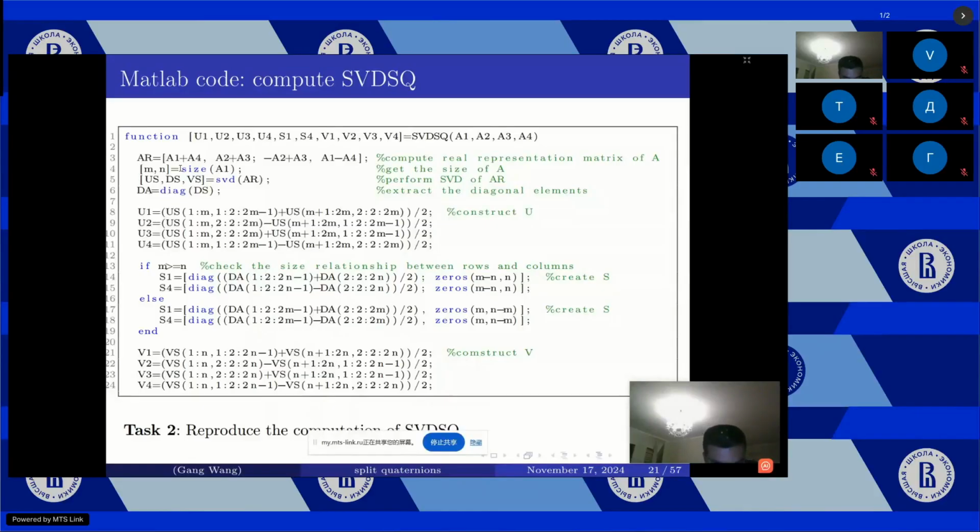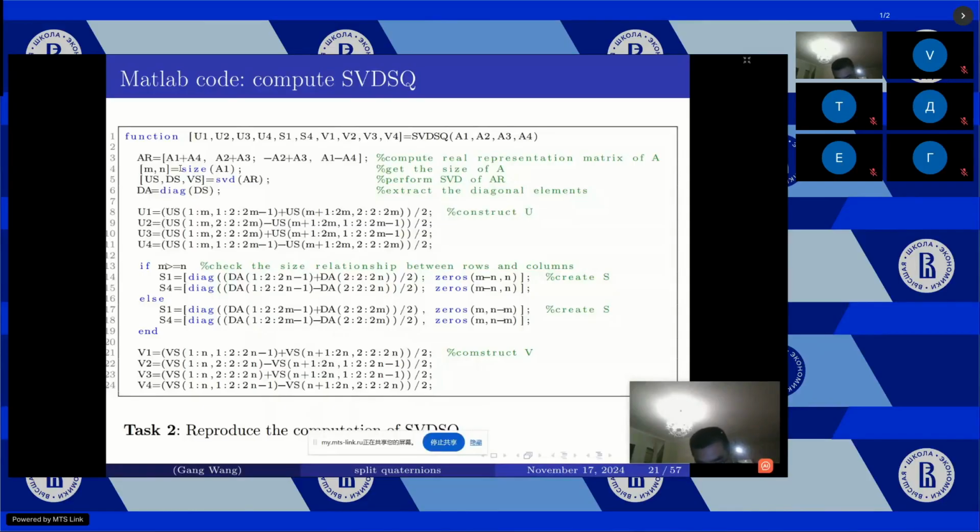Next, compute the real representation matrix of the split-quaternion matrix A. Get the size of A. Perform SVD of phi A. For computing the SVD of real matrices, MATLAB provides built-in functions that facilitate the process. Extract the diagonal elements of DS.